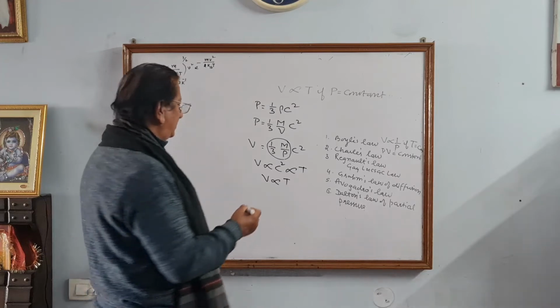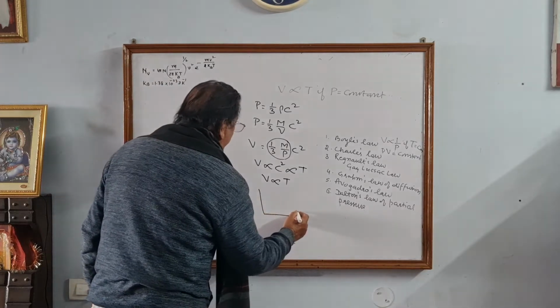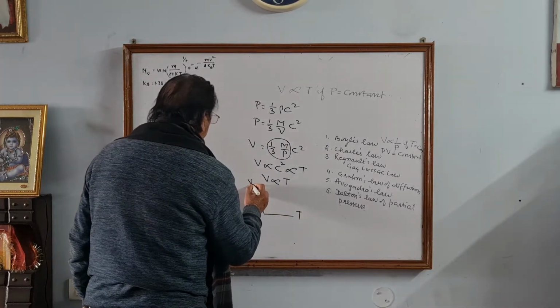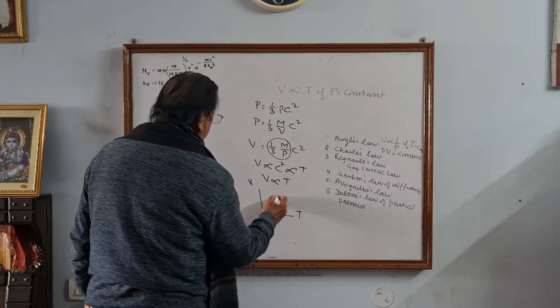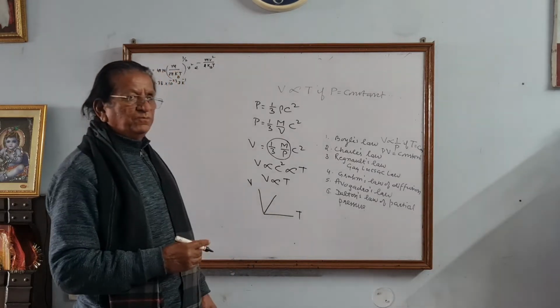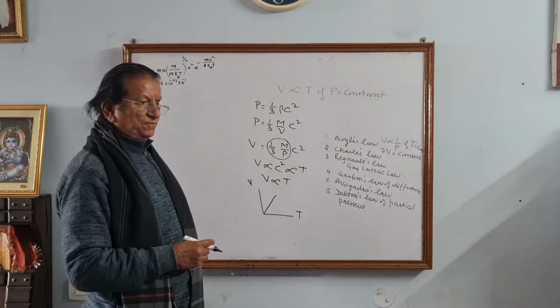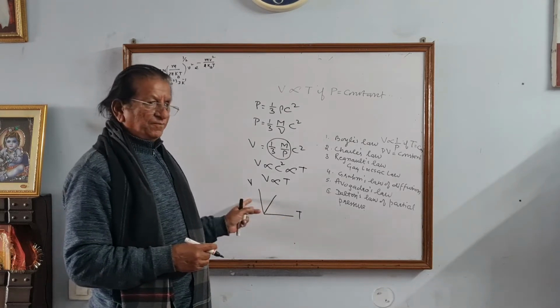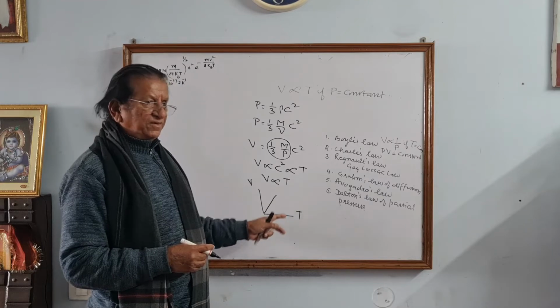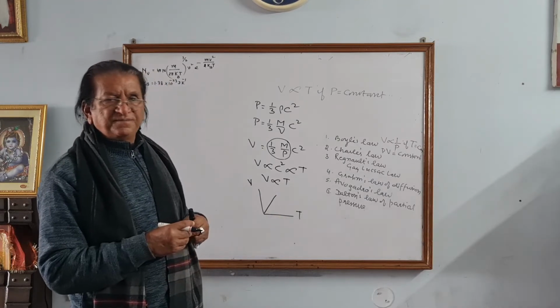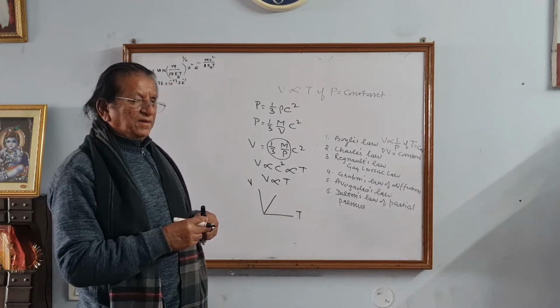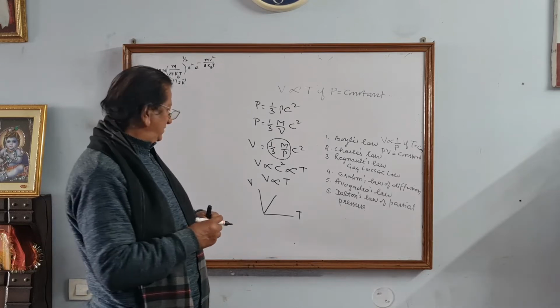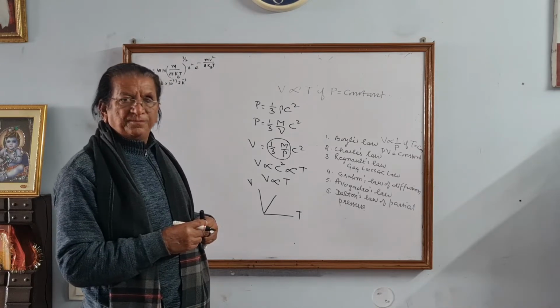Okay, graphically it will be straight line. Volume is directly proportional to absolute temperature. This happens only when pressure is kept constant. Okay?